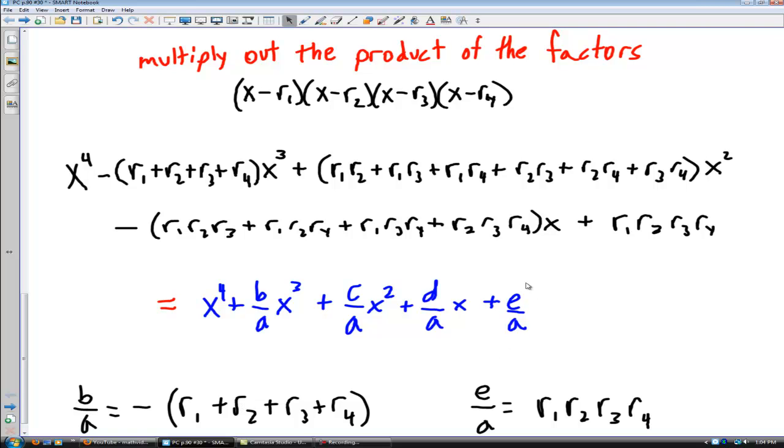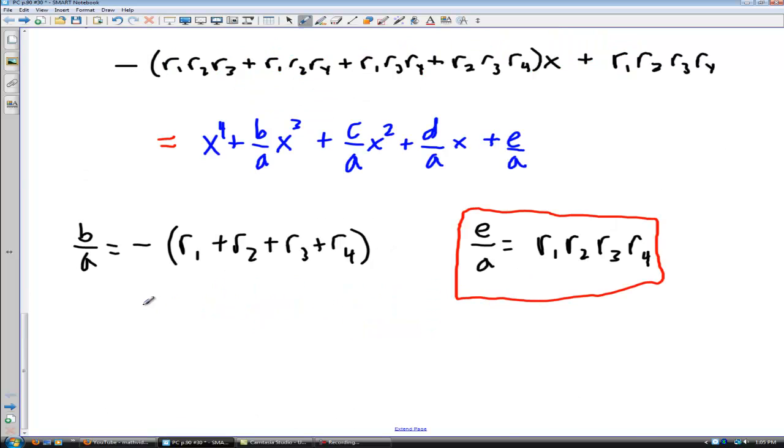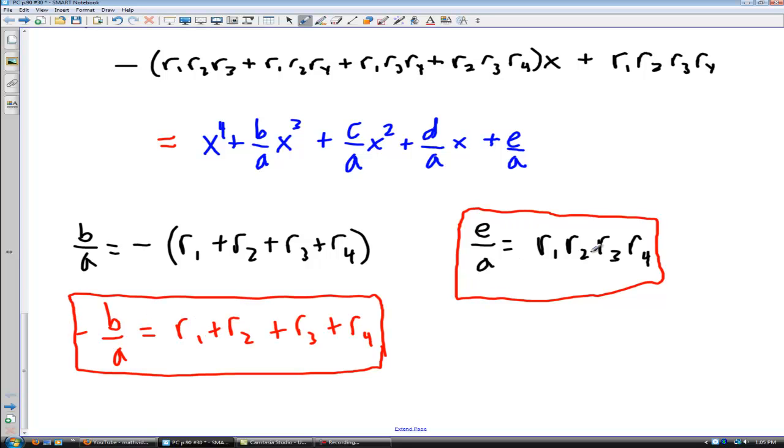And I'm also interested in showing that e over a corresponds to the product of the roots. It's true because they are both serving as the constant for this polynomial. This equation needs one more step where I divide both sides by negative 1, and I will in fact show that negative b over a equals the sum of the roots, and e over a equals the product of the roots.